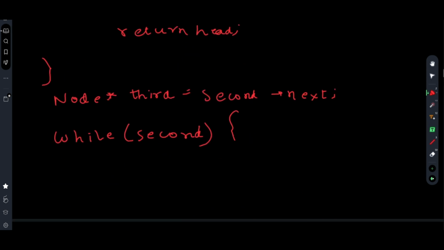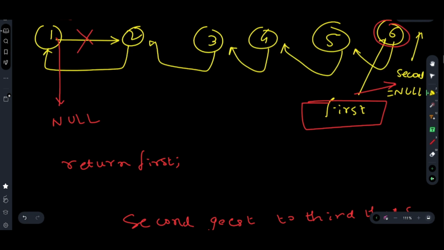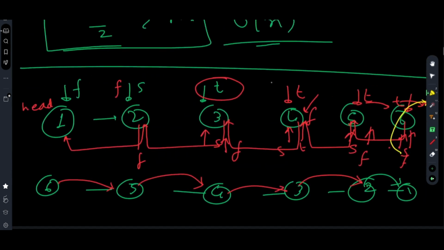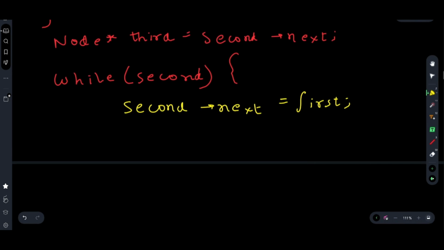So while second, what will you do? First thing is that you will make the reversal. The second arrow next, as we said, will become first. You see, second arrow next is second, this was the earlier situation. You make this come here. Second arrow next, and this is first. So second arrow next becomes first. Now you make the movement.